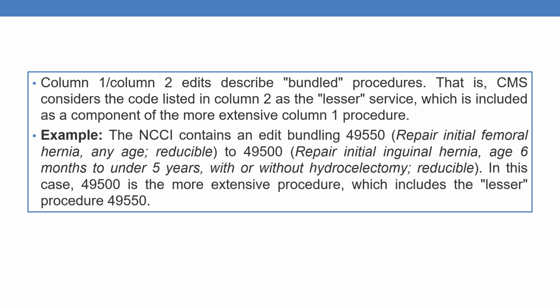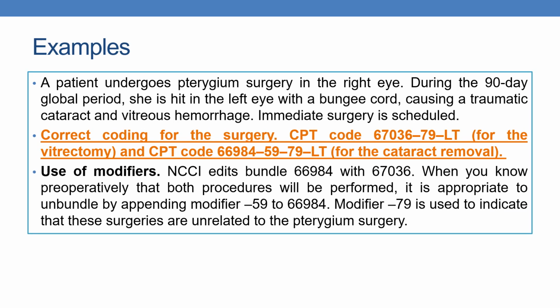In this case, 49500 is the more extensive procedure. Hence, it is listed in column 1, whereas 49550 is the lesser procedure which is included in the extensive procedure 49500. Now let us see some of the examples.